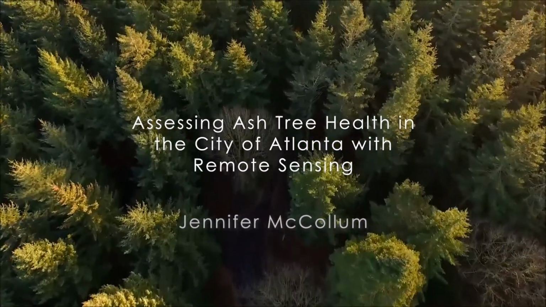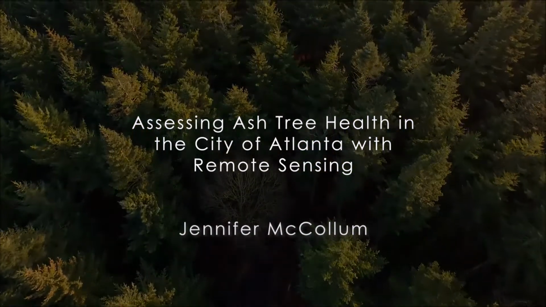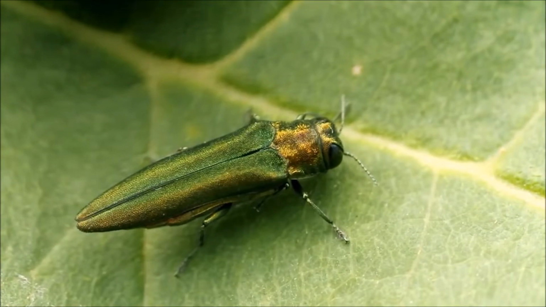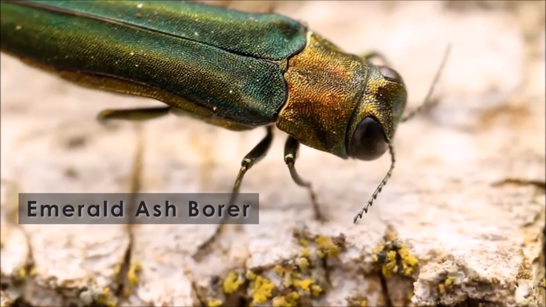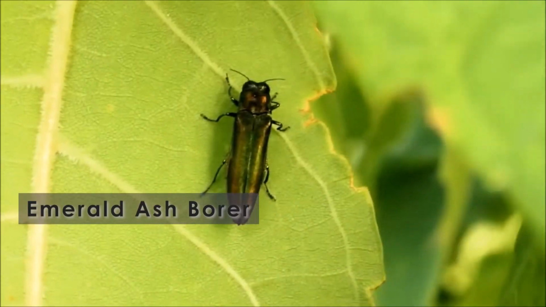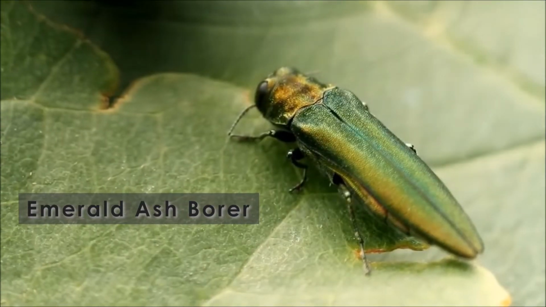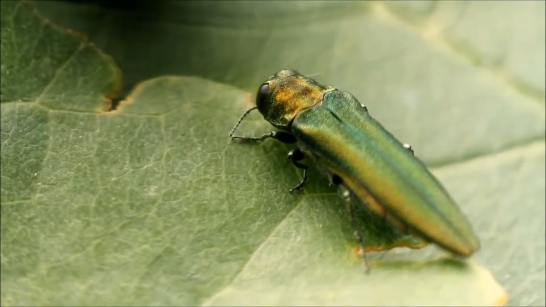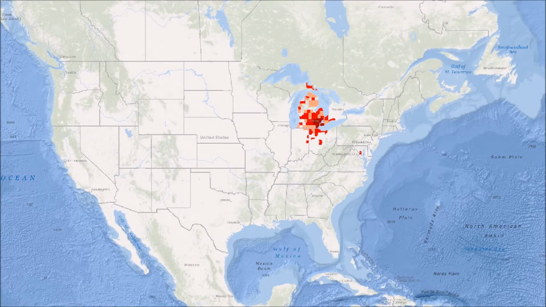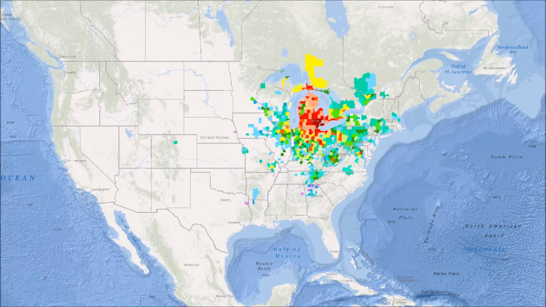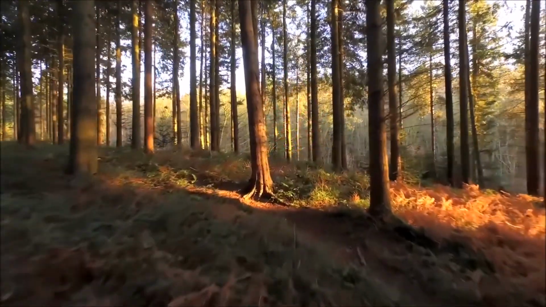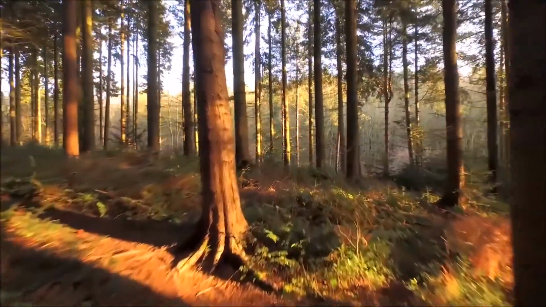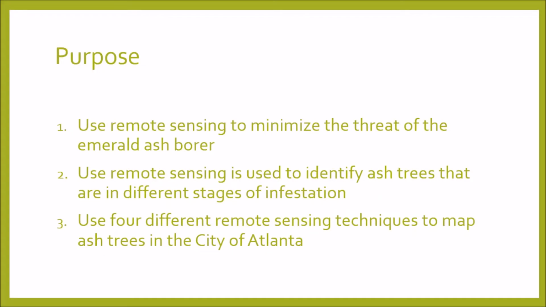Afternoon. Today I'm talking about tree health in downtown Atlanta. Right now, ash trees in Georgia are dying by the millions because of this emerald ash borer. This insect has only been in the United States since 2002, but it has spread to 35 states. The Georgia Forestry Commission claims this beetle kills every single tree it lands on.